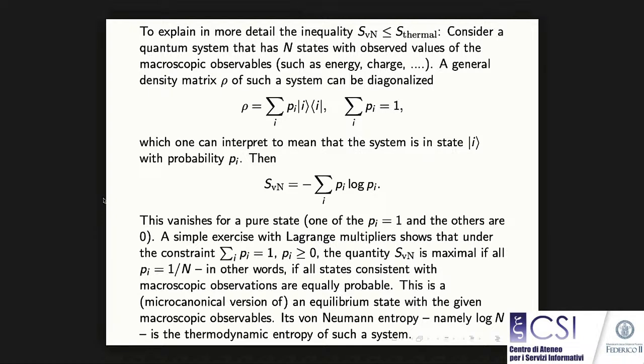So the von Neumann entropy of the equilibrium state, which is log n, is the thermodynamic entropy of a system that has n states accessible to it. So usually we just say that the thermodynamic entropy is the logarithm of the number of states, that's your n. And that's what the von Neumann entropy equals if the probabilities are all equal. Otherwise, the von Neumann entropy is less.